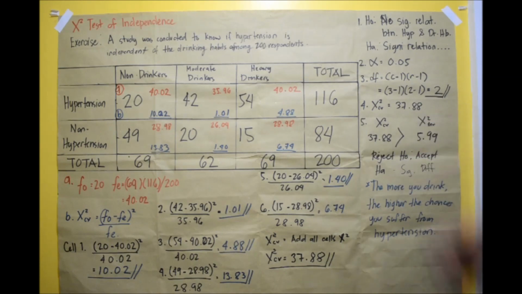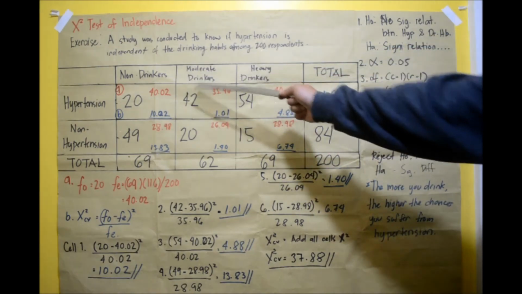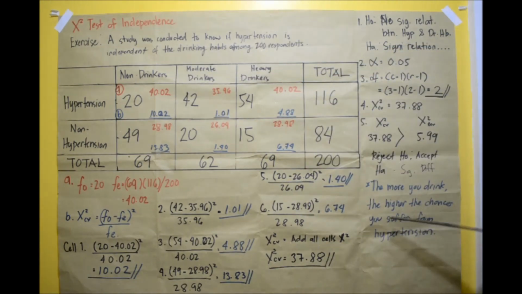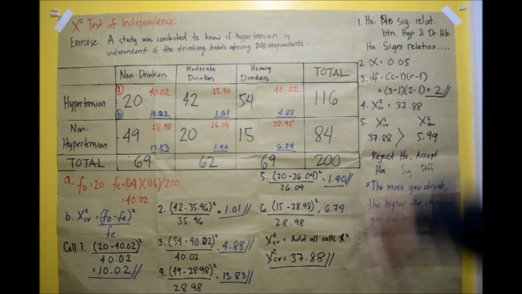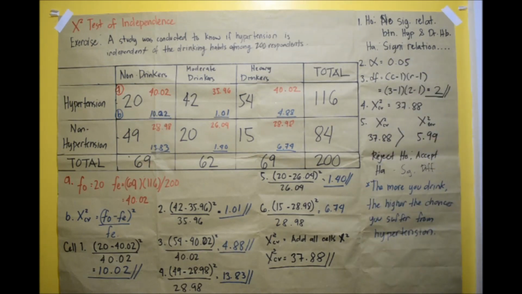This is not political science related, but I think this is the simplest way. The more you drink from your range, the higher the chances you suffer from hypertension. When you look into your conclusion, it is like a correlation. So I hope this gives us a lesson, but this is just a joke. The more you drink, the more happy.